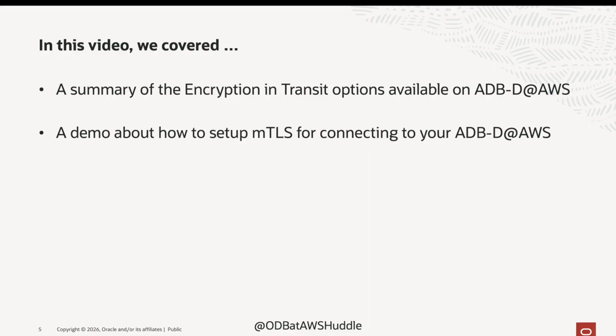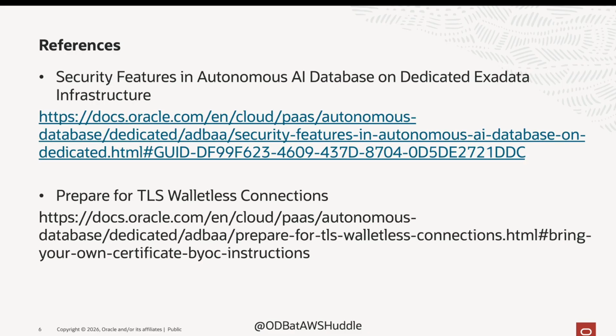We are at the end of this video. To summarize, we have covered a summary of the encryption in transit options available on ADB-D at AWS, and then a demo about how to set up mutual TLS for connecting to your ADB-D at AWS. And I leave you with the links to the public documentation related to the ADB-D at AWS security topic.